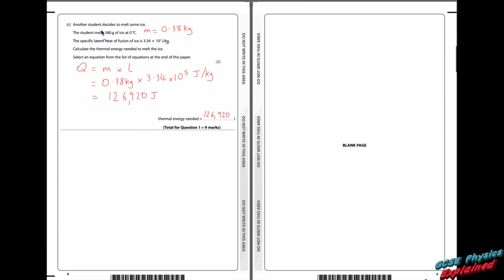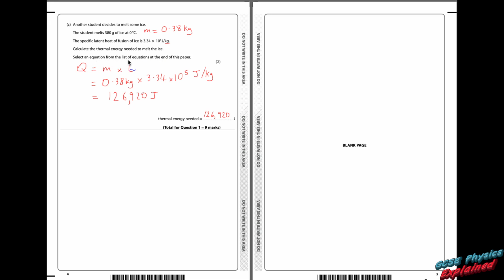Part C. Another student decides to melt some ice. The student melts 380 grams of ice at 0 degrees C. So let's convert that mass into kilograms. The specific latent heat of fusion of ice is 3.34 times 10 to the 5 joules per kilogram. So that's why we had to convert grams into kilograms to make sure they're all in similar units. Calculate the thermal energy needed to melt the ice.